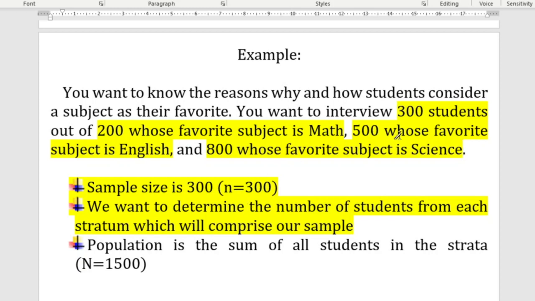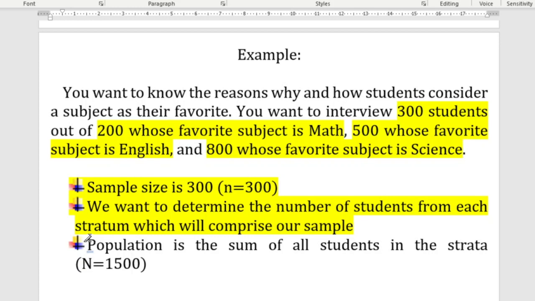Now, we can say that since we are determining 300 students, then okay, I'll get 100 for those whose favorite subject is math, 100 for those whose favorite subject is English, and another 100 for those whose favorite subject is science. Now, if that is the case, you will have a biased sample. Why? Because remember that the number of students, 800, 500, and 200, is not equal. So we have to do it statistically, and we have to do a stratified random sample.